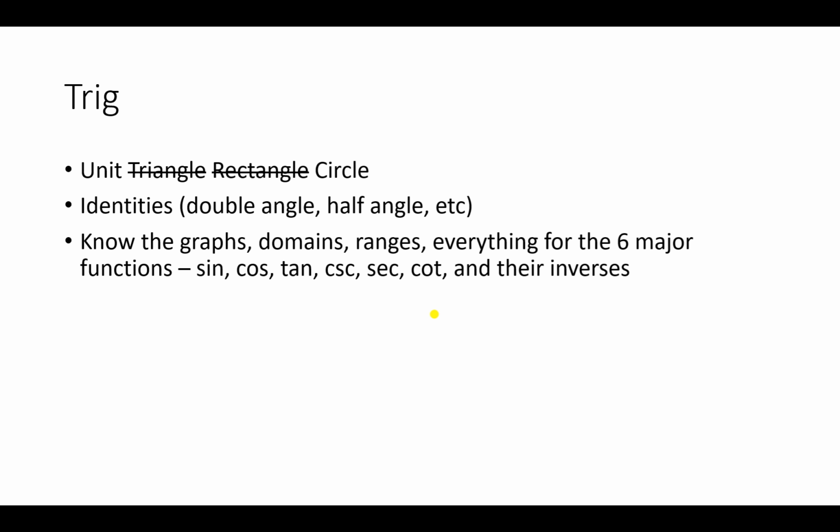Okay, trig. You're going to want to know your unit circle. Sorry about the mess up here. I'm not really good with shapes. I kind of mess that up sometimes. So the unit circle is what it is. You're going to want to know your identities, your double angle, your half angle, your sine squared plus cosine squared equals 1. You're going to want to know those kinds of things. And then finally, you're going to want to know the graphs, domains, and ranges for the six major trig functions and their inverses. So like sine, cosine, tangent, cosecant, secant, cotangent, and their inverses. You want to know all about them, their family history.